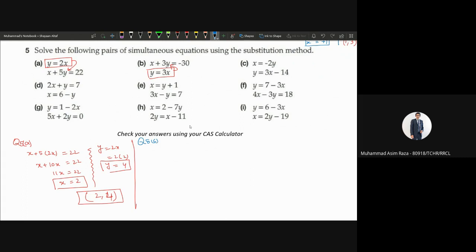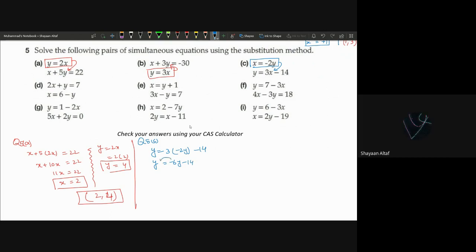So you see that here he said x is equal to negative 2y. So we can put x is equal to negative 2y into this x. So it will become y is equal to 3 and the value of x is negative 2y. And then negative 14 will come as it is. So now it will become negative 6y, negative 14.